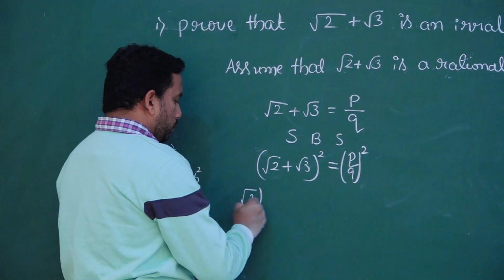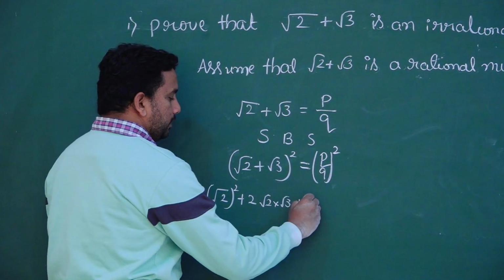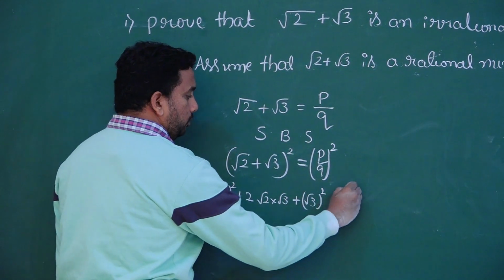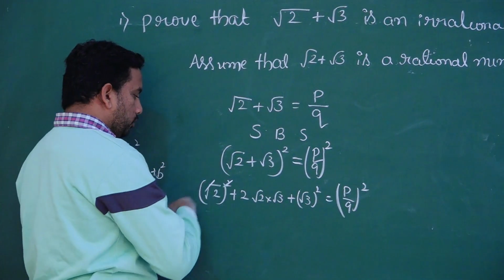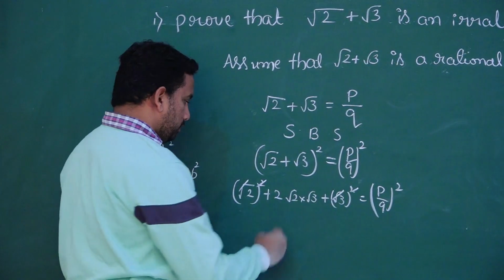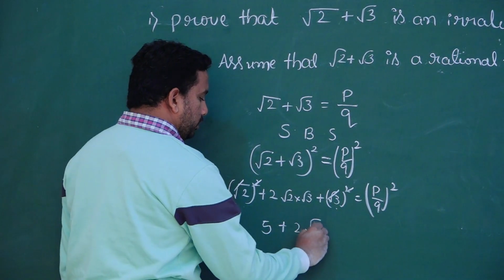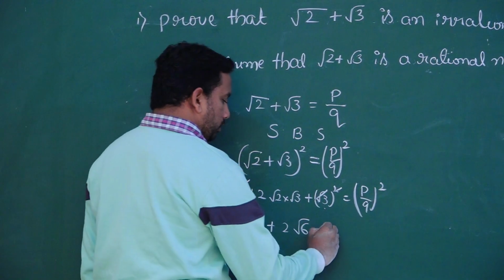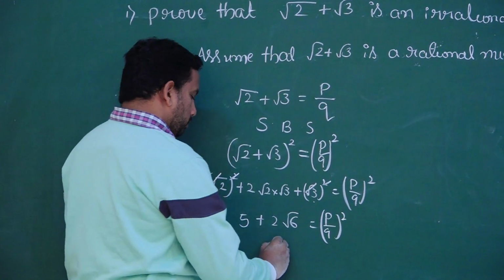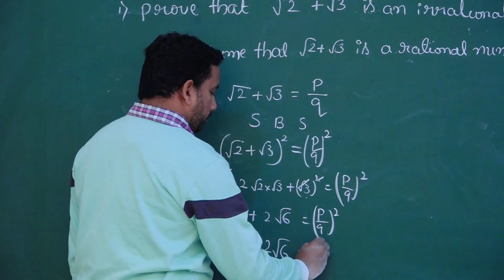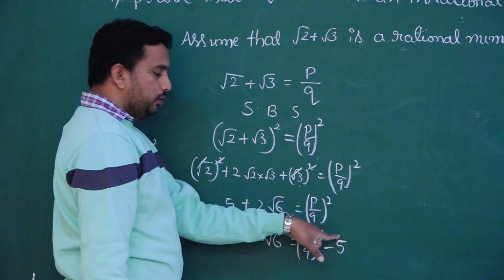So we get root 2 whole square plus 2 into root 2 into root 3 plus root 3 whole square is equal to (p by q) whole square. Here square and root cancel, so we get 2 plus 3, which is 5, plus 2 root 6, is equal to (p by q) whole square. We keep 2 root 6 as it is, so (p by q) whole square minus 5, with 5 sent to the right-hand side.